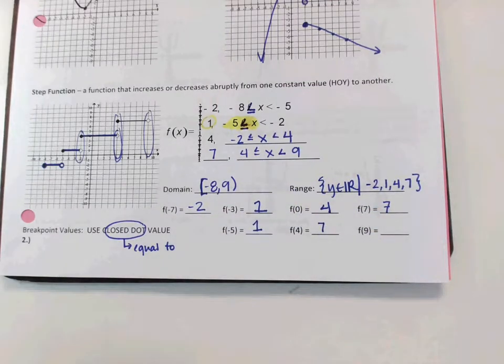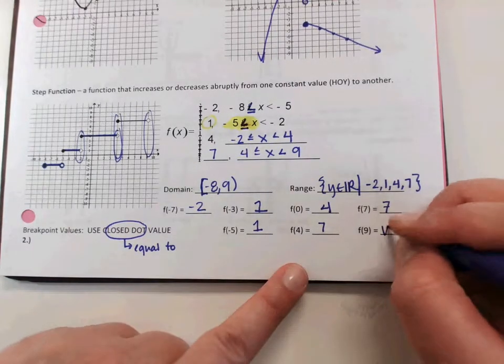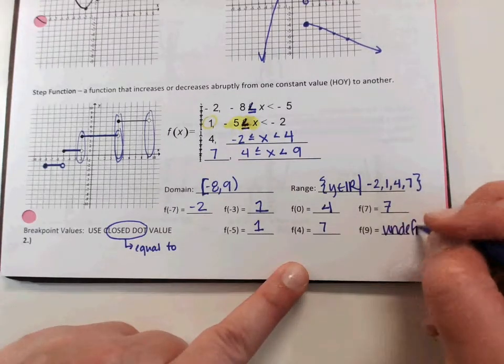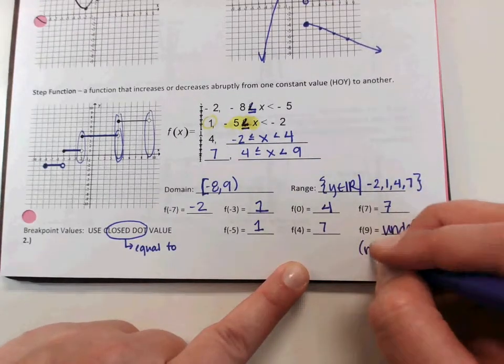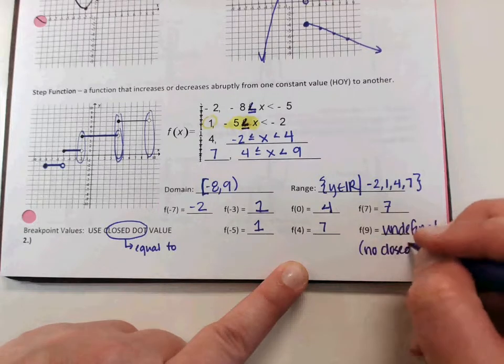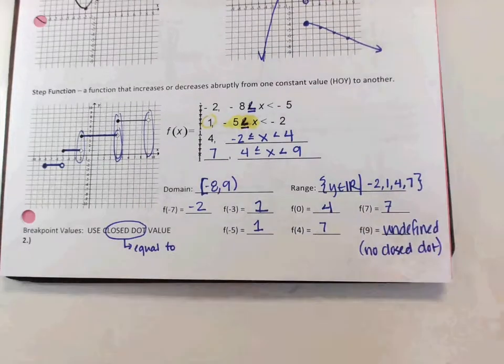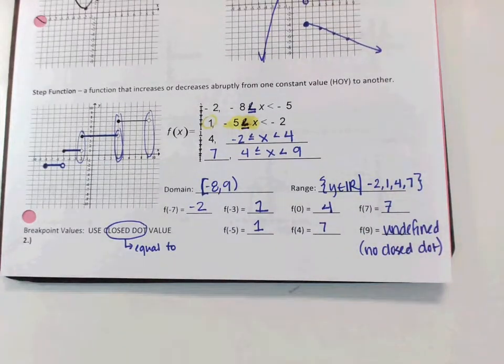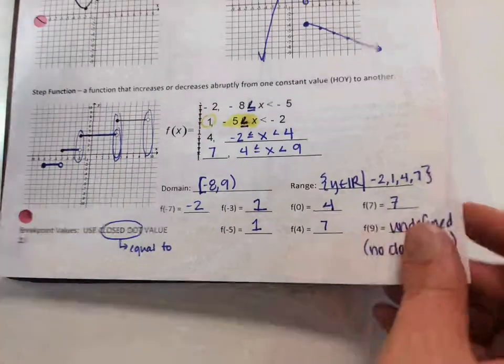Okay, good question. Look at 9. Does 9 ever have a closed dot? No, then it would be undefined. Okay, and I'm going to put that because there's no closed dot. Or you could think about there's nowhere that 9 has an equal to. If you like looking at the equation part better, that's totally fine. Make sense? Good? Okay, turn over to the back.